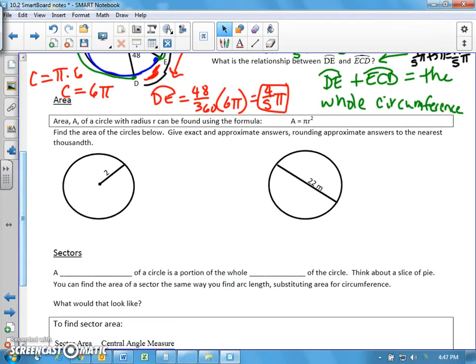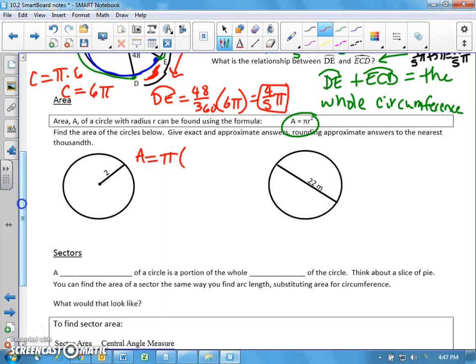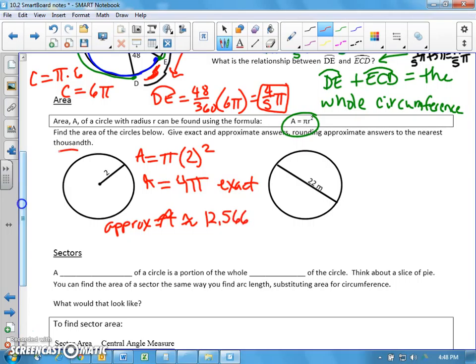Area of the circle has one formula, and you probably already know it. It's A equals pi r squared. So if I look at this first example here, I have area pi times my radius, which is 2 squared. Go ahead and take care of the squaring first. So 2 squared is 4, and my area would be 4 pi. This is my exact answer. If I want an approximate answer, this is when I grab my calculator, and I can get area to be approximately 12.566 to the nearest thousandth.